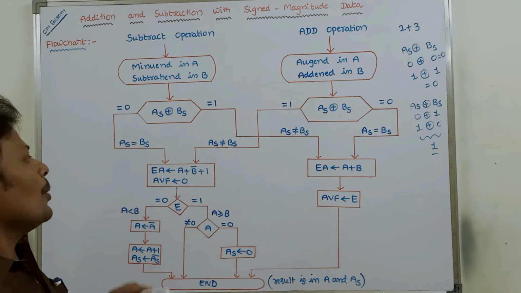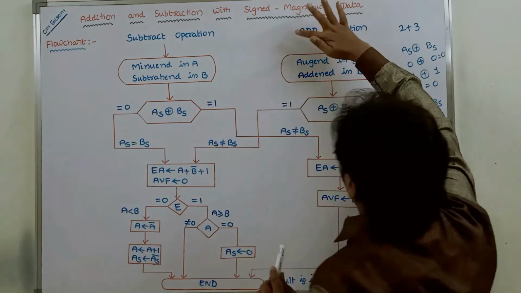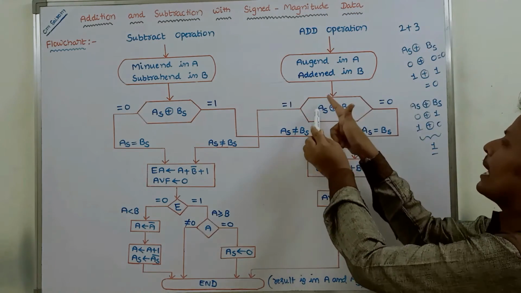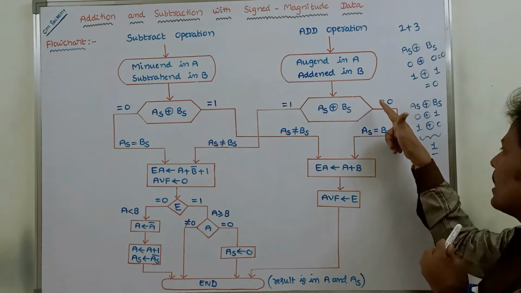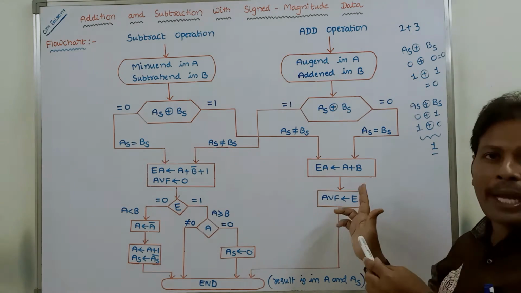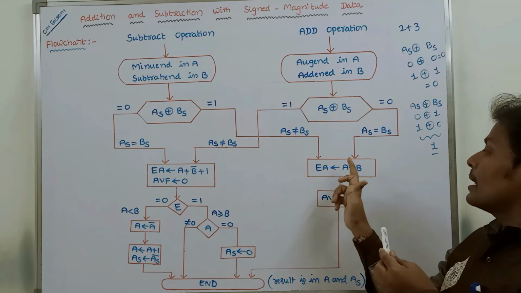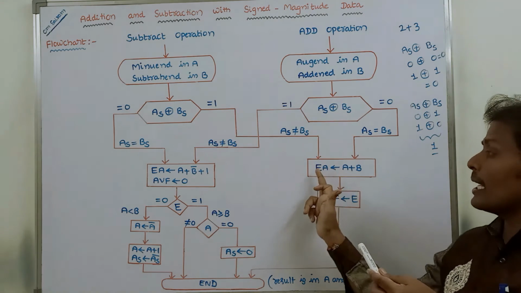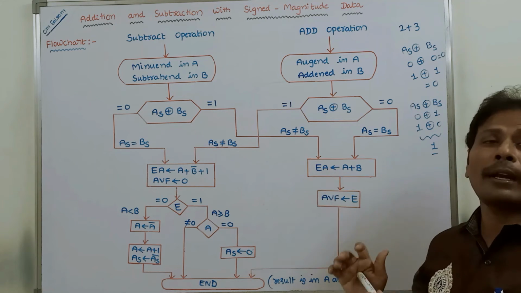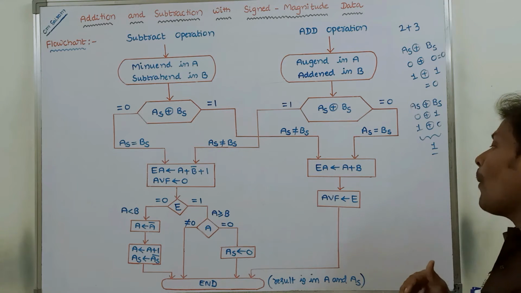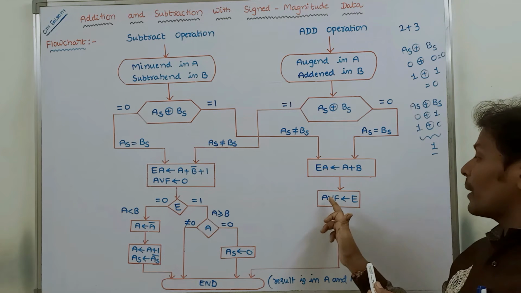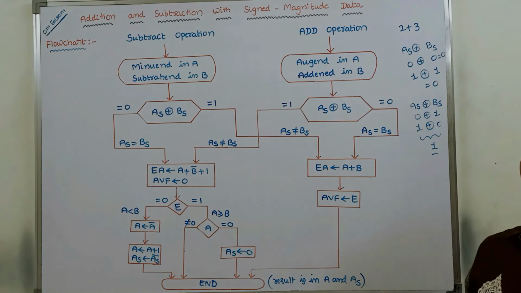While performing the addition operation, when both sign bits are the same, we simply add the magnitudes and the result is stored in register A. Any output carry generated can be transferred to the extended flip-flop E. The content of E can then be transferred to AVF.